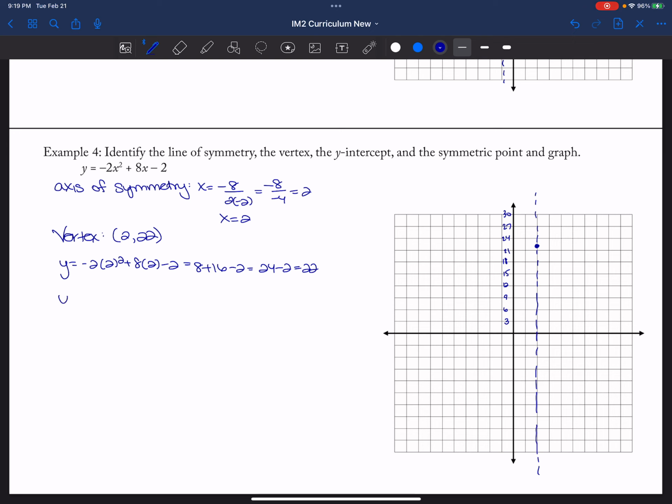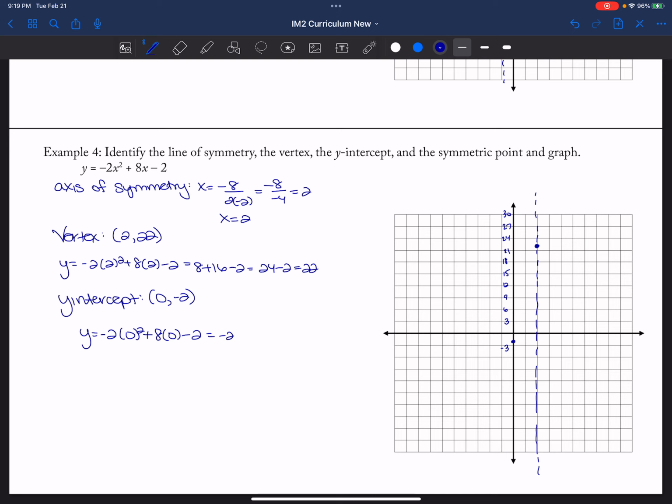And then my y-intercept is when x is equal to 0, so it's 0, comma, somebody. Y is equal to negative 2 times 0 squared plus 8 times 0 minus 2. So I get negative 2 as my y-intercept. So this is negative 3 down here, so my y-intercept is right about there.